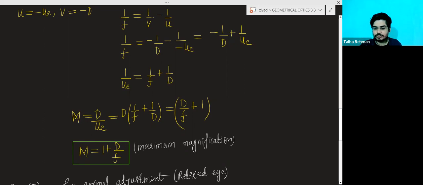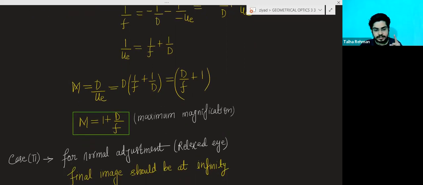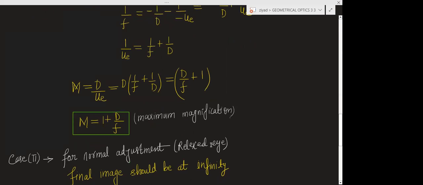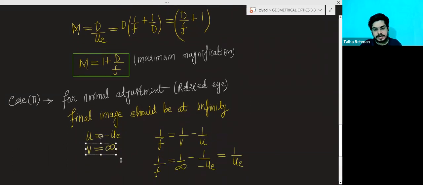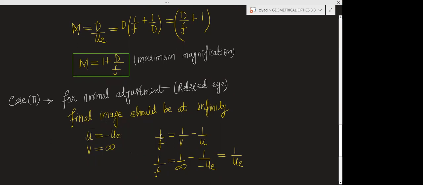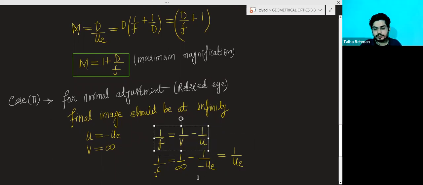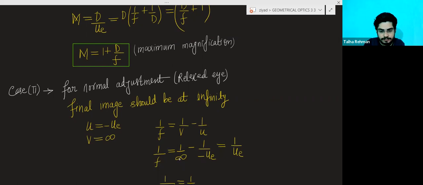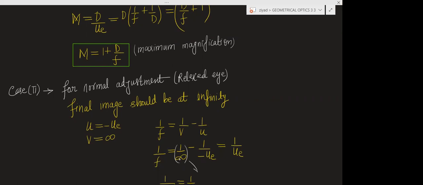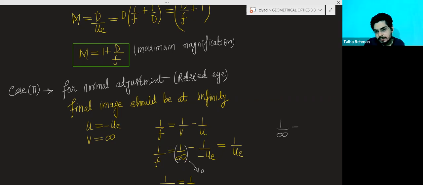Same thing you have to do. Now, where is the image forming? At infinity. So for the normal adjustment, for the relaxed eye condition, the final image should be at infinity. So V will be infinity and U will be minus UE, because the object is at a distance of minus UE. Again, you can apply the lens formula: 1 upon F equals 1 upon V minus 1 upon U. Only you have to put these values in this formula. So minus minus plus, it will be 1 upon F. And one more thing, this 1 by infinity will be 0. Remember, the value of 1 by infinity is 0.